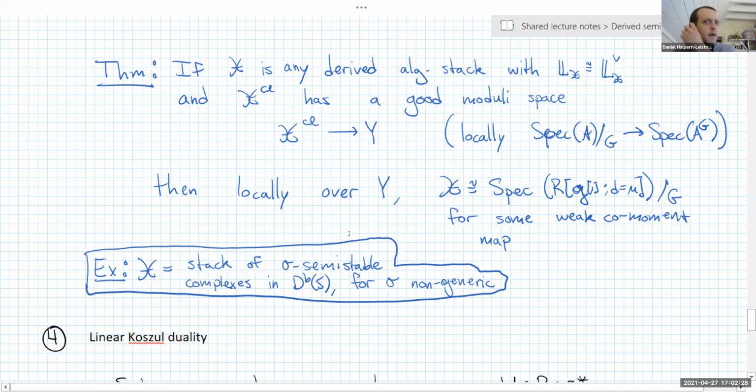That was sort of the point of the paper: if you allow yourself to work with derived stacks, you get a lot of the theorems, and the general machinery becomes a lot cleaner. And this is one application of that fact.